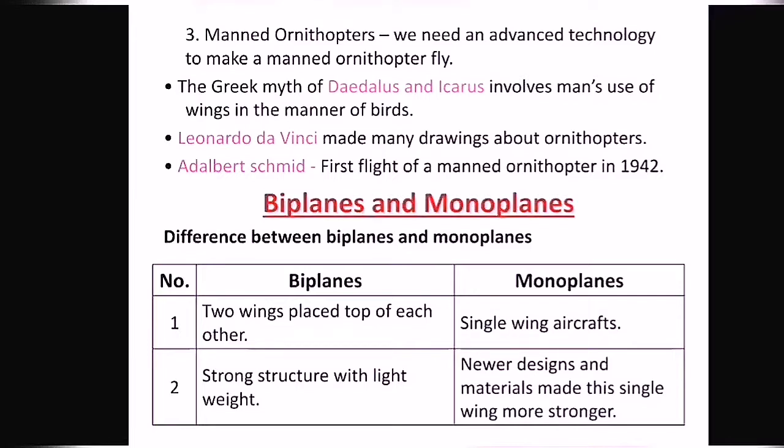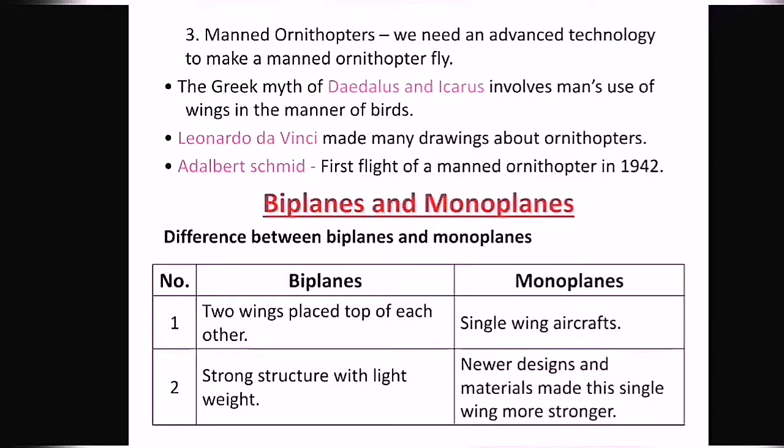Okay. Greek myth of Daedalus and Icarus. Icarus is the son of Daedalus. They both were imprisoned on an island, and they tried to escape from that prison, and they used wax wings to escape from that island. This is a myth in the Greek.